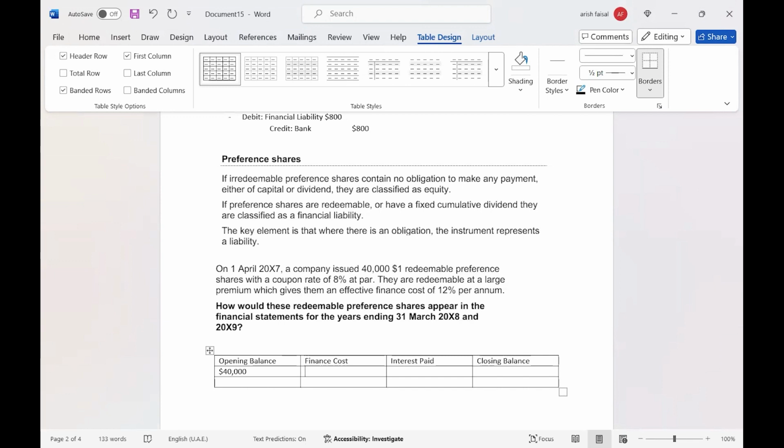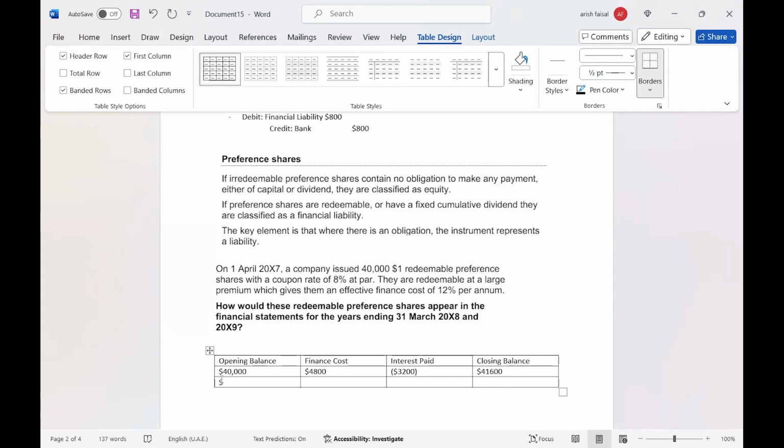So 40,000 into 12 percentage, that's 4,800. So that's going to be a finance cost to be charged in the income statement for the year ended March 2008. The interest paid is at 8 percentage, so that's going to be 3,200, because 40,000 into 8 percentage, you get 3,200. So that's the interest paid over there. And lastly, you will get the closing balance, which will be 41,600, I believe, if I'm not wrong. 4,800 minus 3,200, you get 41,600. Yep. So 41,600 will be the closing balance of this redeemable preference shares towards the end of March 2008.